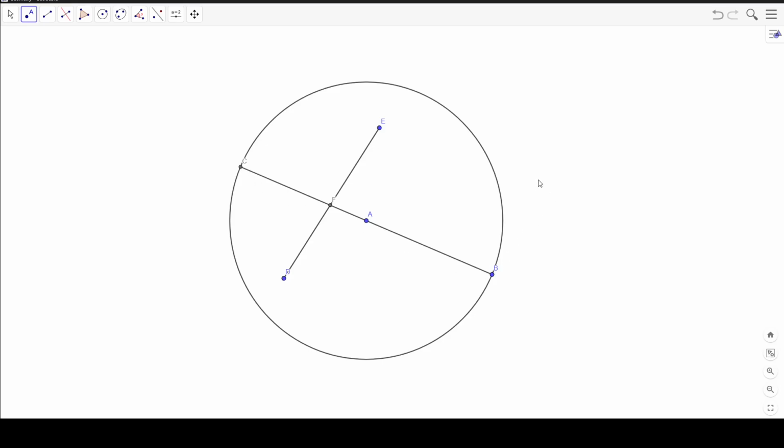Now, again, this should feel fairly obvious. This is kind of how we expect lines to behave. But again, we really need postulates to tell us how our geometry is going to work. We can never just assume something without explicitly stating it.